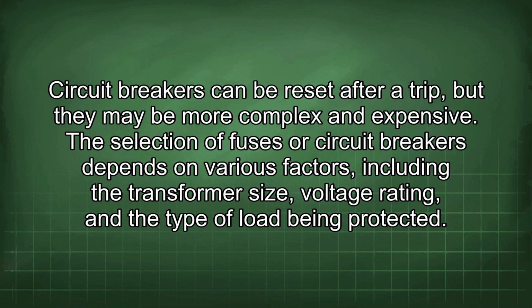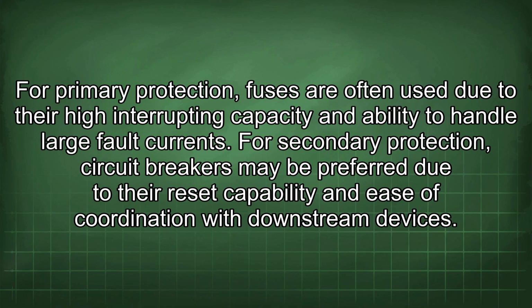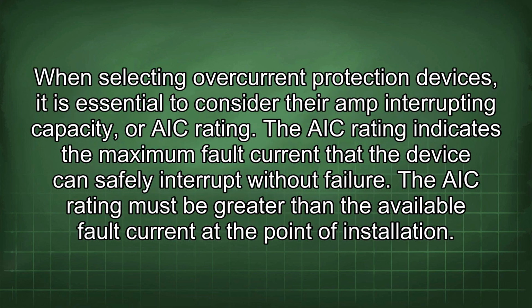of load being protected. For primary protection, fuses are often used due to their high interrupting capacity and ability to handle large fault currents. For secondary protection, circuit breakers may be preferred due to their reset capability and ease of coordination with downstream devices. When selecting overcurrent protection devices, it is essential to consider their amp interrupting capacity, or AIC rating. The AIC rating indicates the maximum fault current that the device can safely interrupt without failure.